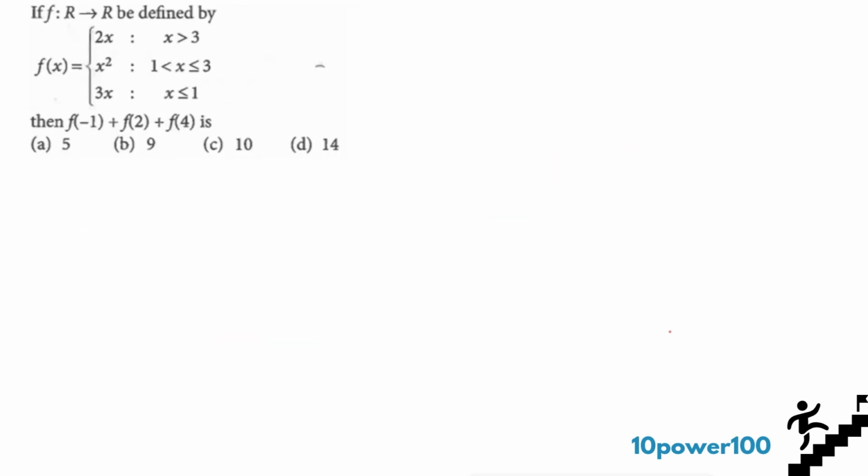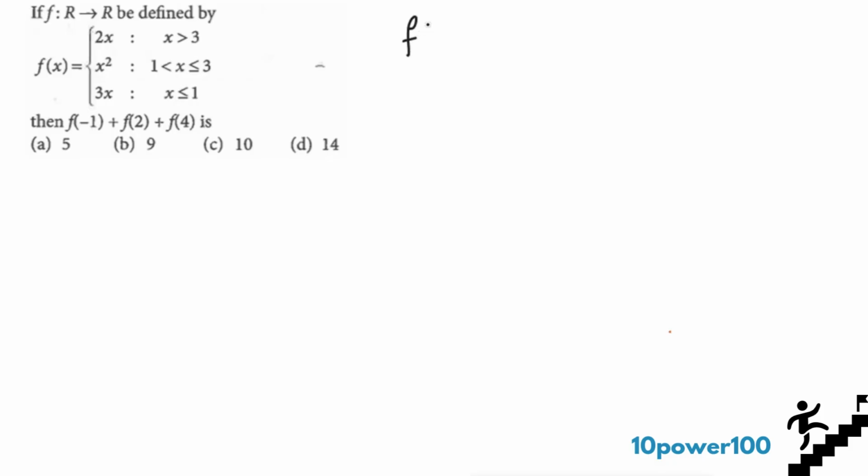Next question. If f is from R to R, defined by f of x is equal to 2x when x is greater than 3, x square when it is in between 1 and 3, and 3x when x is less than or equal to 1. They have asked us to find out f of -1, f of 2 and f of 4.